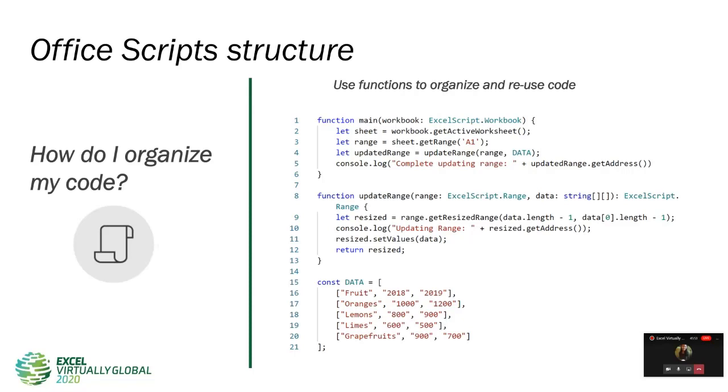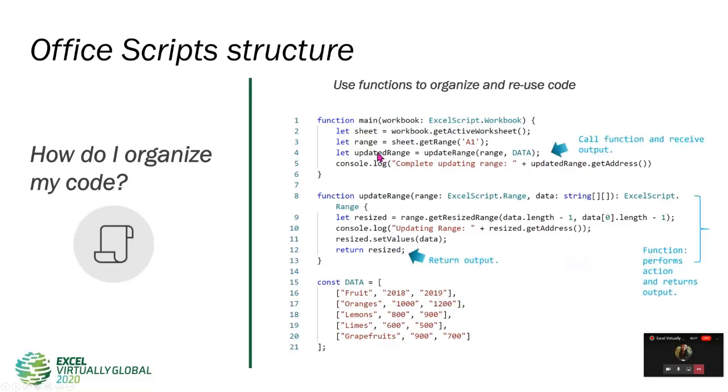The main function itself is always required and it's always present. In this scenario, I have written a function called update range. What it does is it takes in a starting cell, and then it takes in the data that it wants to update with. Then it's going to compute what that target range address is, update the range, and then return that resized range back to the caller.